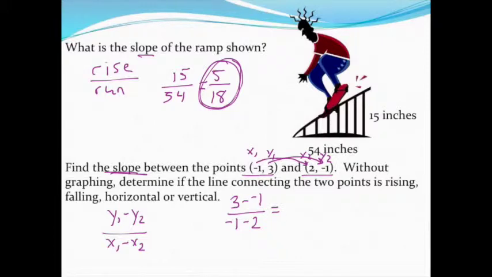So along the top, 3 minus -1 is just a positive 4. Be careful with those subtracting negatives. -1 minus 2 isn't the same as -1 plus -2. So a -3 on the bottom. Can't simplify that fraction, so I would say that's my slope, 4 over -3.